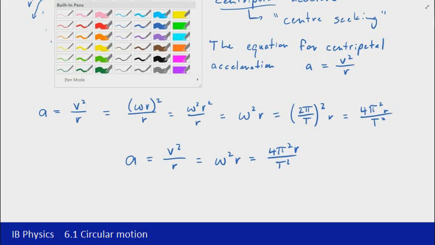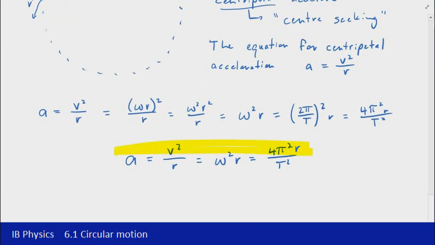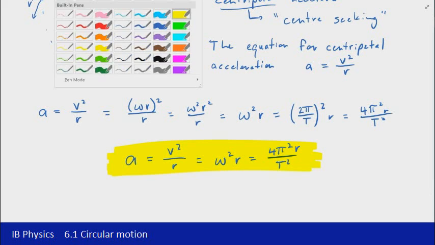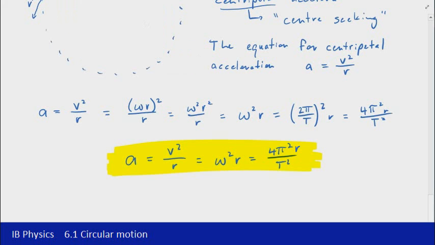Those are the important ones to remember. I don't think the omega squared r is in the data booklet, but I'll highlight it here anyway, so you can see the link between the acceleration and the angular velocity.